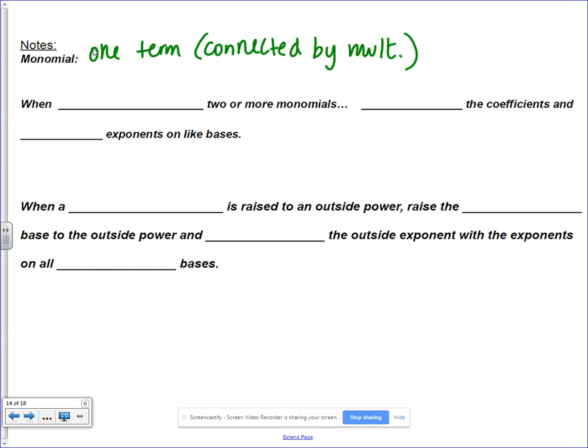The first type of problem I taught you about yesterday was multiplying monomials. When multiplying 2 or more monomials, so if it's just a multiplication problem, what do we do with the coefficients? Multiply them. You are going to multiply the coefficients, and then what do you do with the exponents? Add them, right? That's the first type of problem I taught you about yesterday.